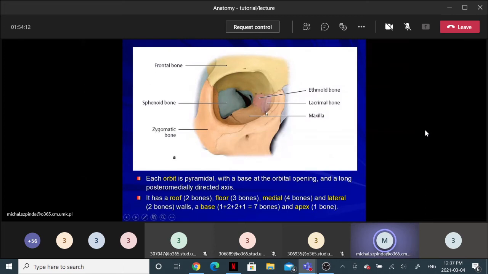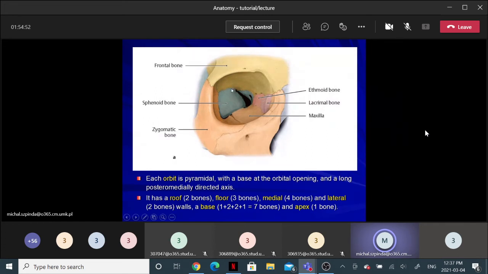Medial wall, superior wall, just here, lateral wall, and the inferior wall. The medial wall is positioned completely in the sagittal plane. So this means that concerning 2 orbits, medial walls pass in parallel.